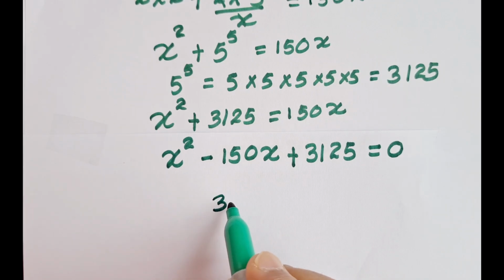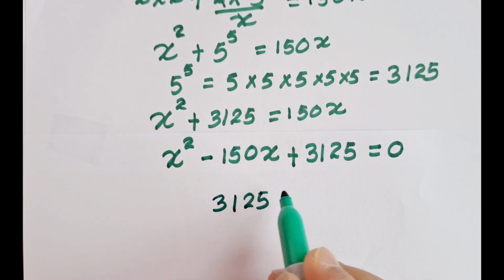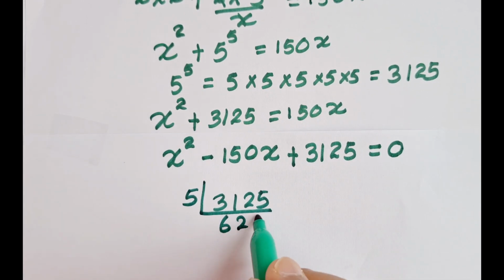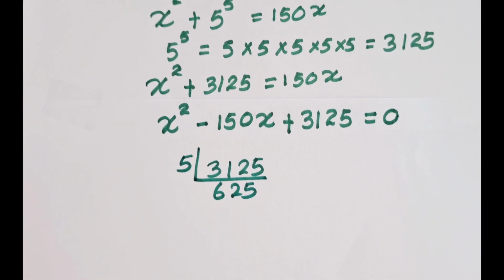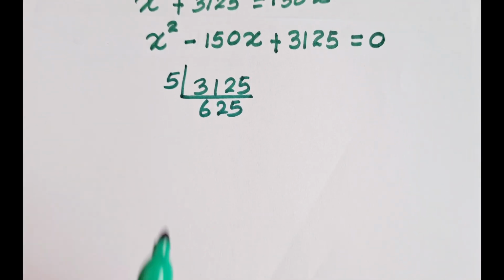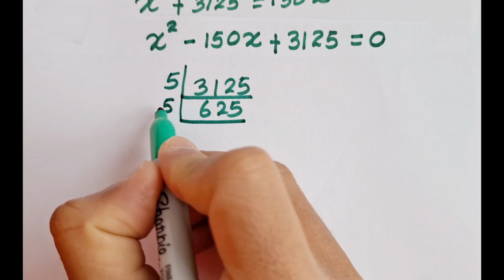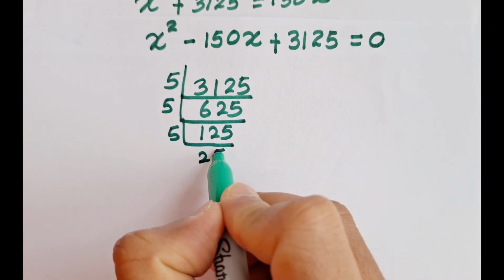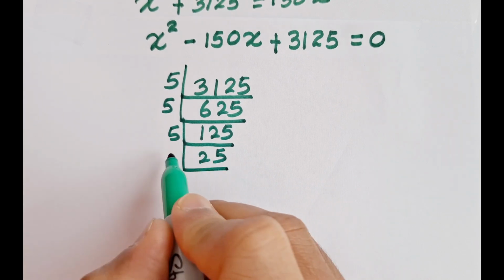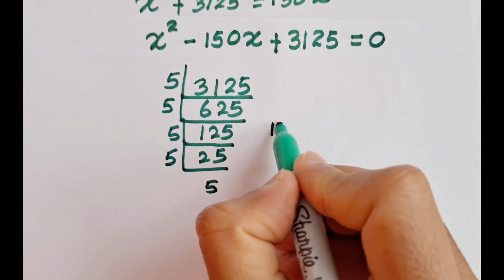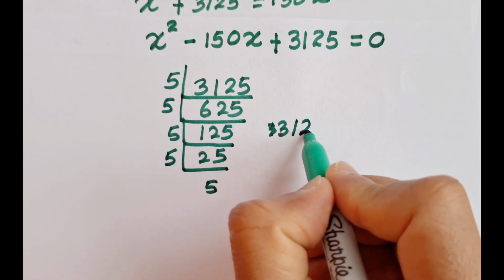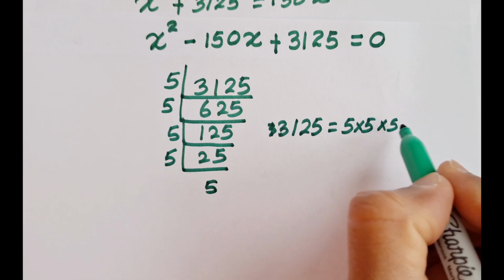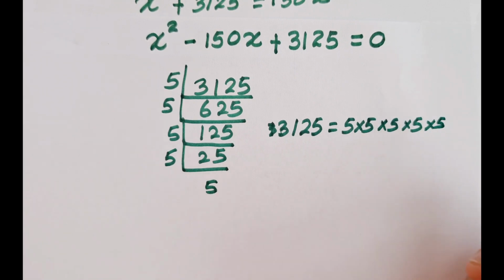Now I am going to solve this quadratic equation. I am going to use the factorization method to solve this one. So I am going to find the factors of 3125. First of all, I can see it is divisible by 5. Then 625 again divided by 5, 125 again divided by 5, now it's 25, again divided by 5, now it's 5. So 3125 is equal to 5 times 5 times 5 times 5 times 5.